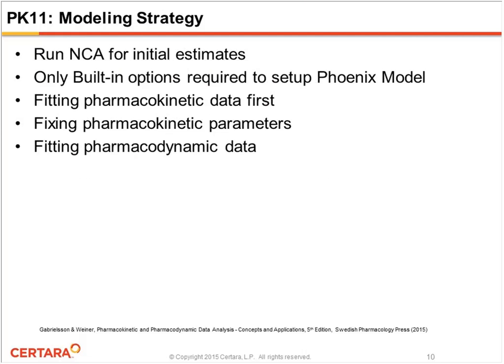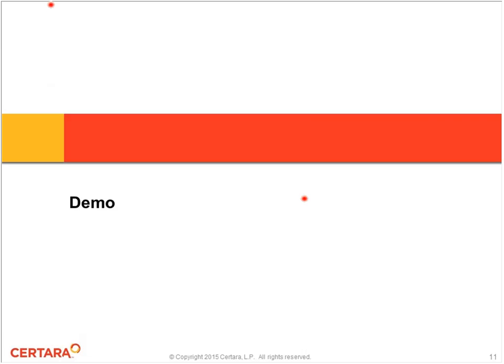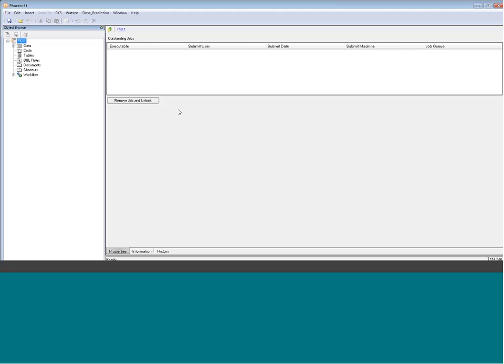Okay, what are we doing through the demo? So the modeling strategy is we are running an NCA to get the initial estimates. We are only using the built-in options to set up the Phoenix model. We will fit the PK data first. We will fix the PK parameters and then fit the pharmacodynamic data. And that's it. I guess we are now ready for the demo. Let's share the Phoenix application. Okay, so here we are.